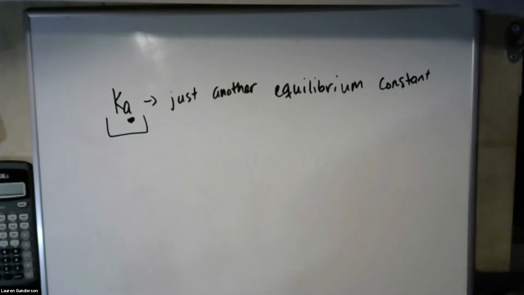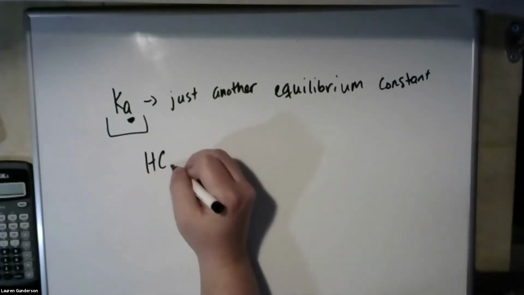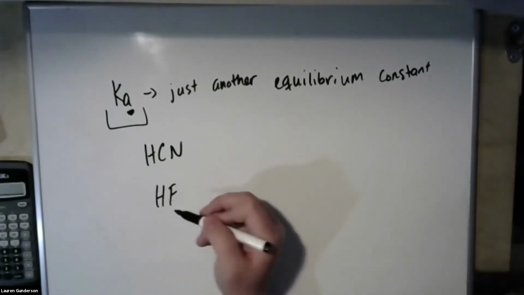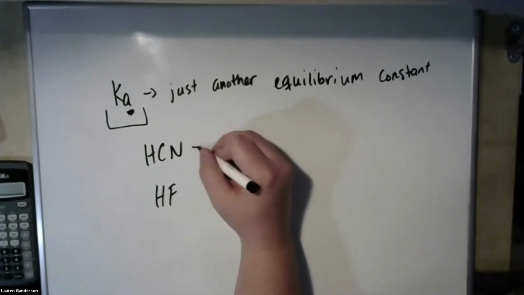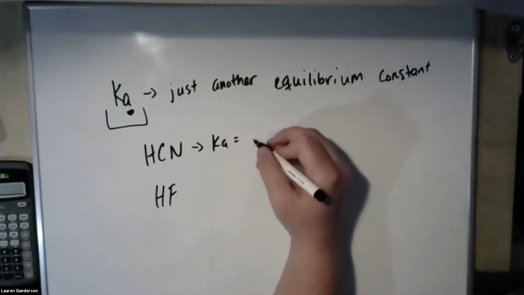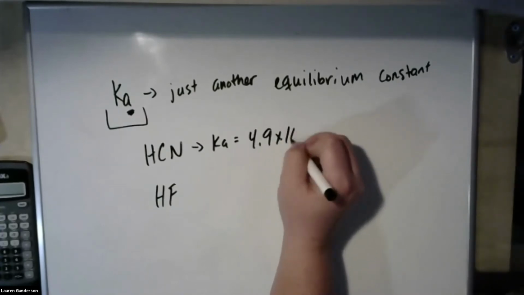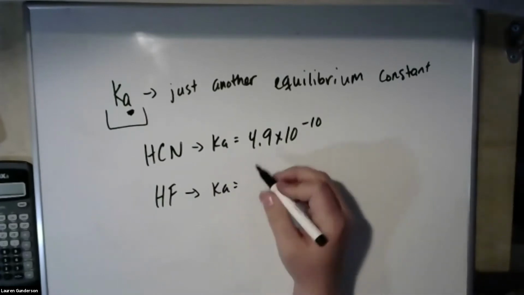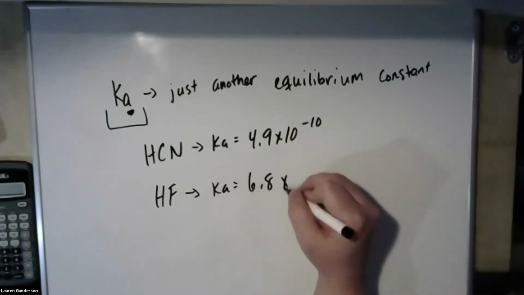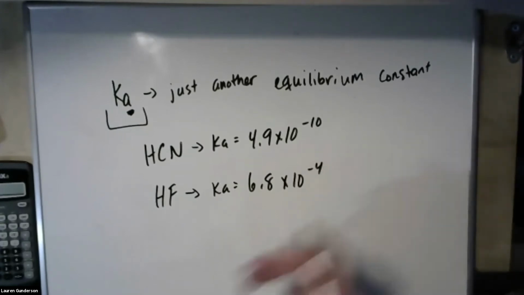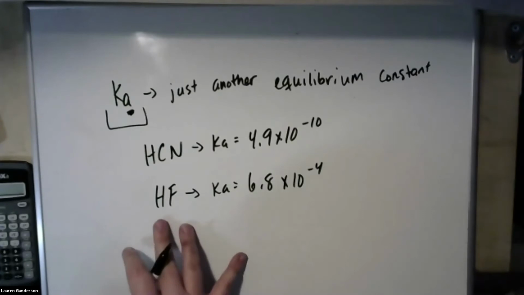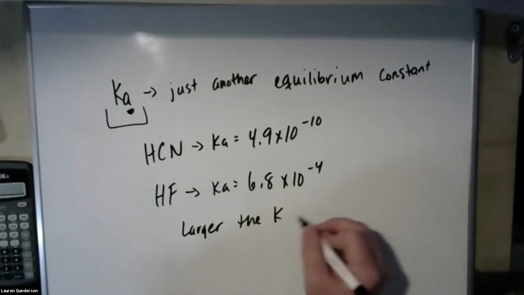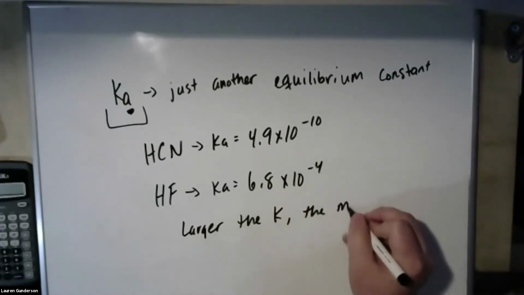So if we look at, I'm going to write the 2 acids that were on the last slide. We had HCN and hydrofluoric acid, HF. HCN has a Ka of 4.9 times 10 to the negative 10. HF has a Ka of 6.8 times 10 to the negative 4. And just like with the last chapter when we talked about equilibrium, the larger the K value, the more product forms.